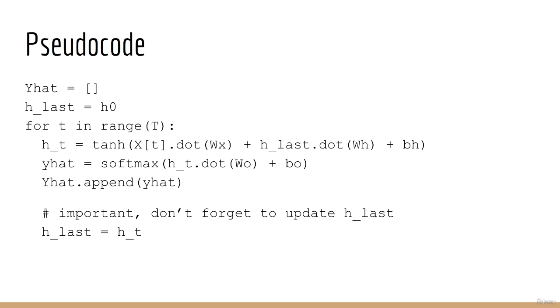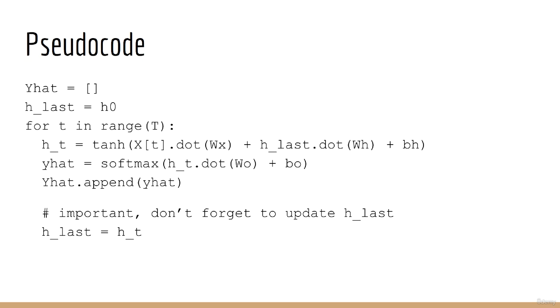Okay, so to calculate the output predictions, we're going to start by initializing y hat, the output, as an empty list. Then we're going to set h last, the previous value of h, to h0. Then we're going to loop through each time step from 1 up to big T. Inside the loop, we're going to calculate h of t using the recurrent neuron equation we saw earlier. Then we can use h of t to calculate y hat at time t as usual.